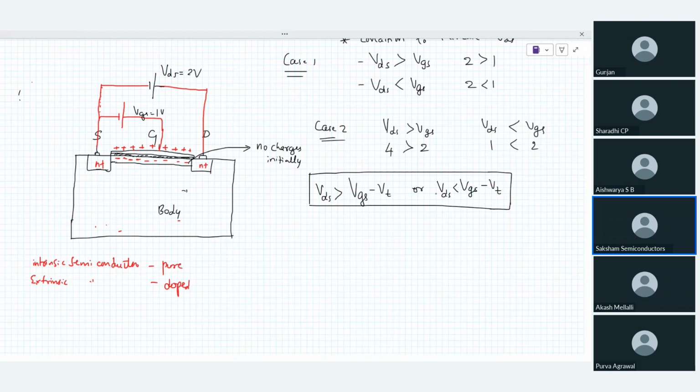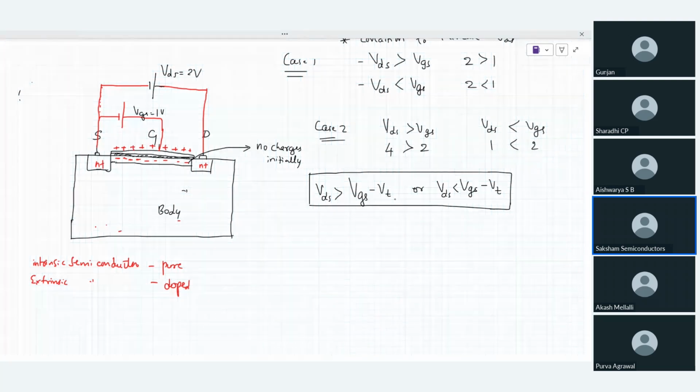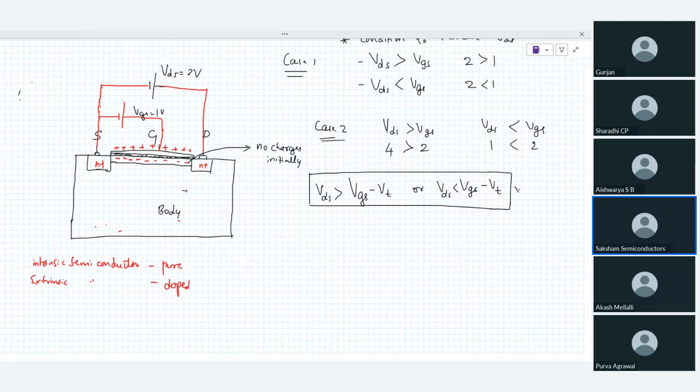So these two things are going to define my region of operation, and let's try to understand these two with some graph. And when I try to understand this with a graph, it has to be through the simulation. I'll keep it as a simple experiment. Maybe in the subsequent session, we'll try to understand what is going to happen by applying these voltages.